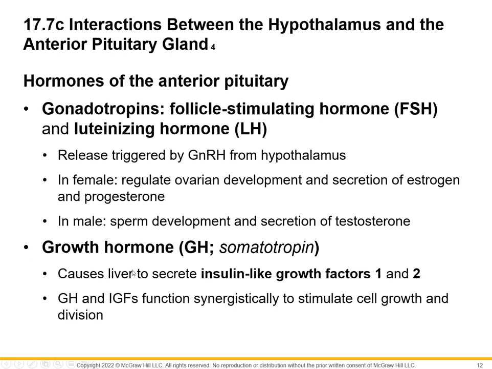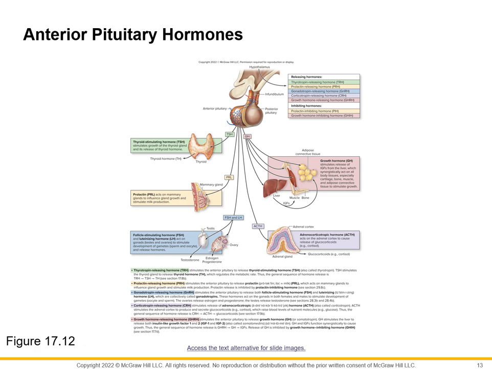And then the last main one is growth hormone, or somatotropin. So growth hormone, again from the anterior pituitary, can stimulate or cause the liver to secrete something called IGFs, or insulin-like growth factors, and growth hormone and IGFs work together to also promote cell growth, metabolism, enhanced protein synthesis. So in a similar way to what we saw with thyroid hormone, right? So here's a summary slide of all of our anterior pituitary hormones, all the ones that we just looked at.